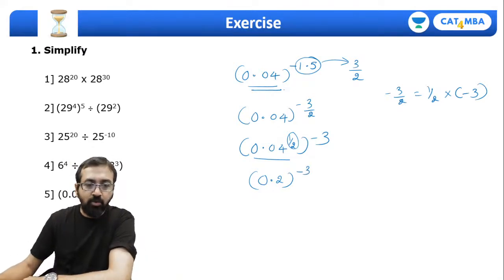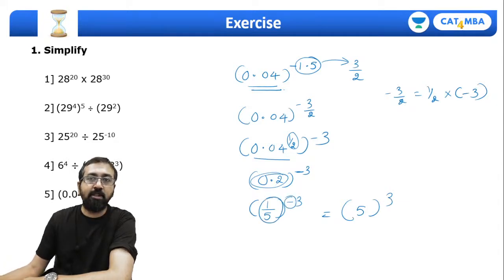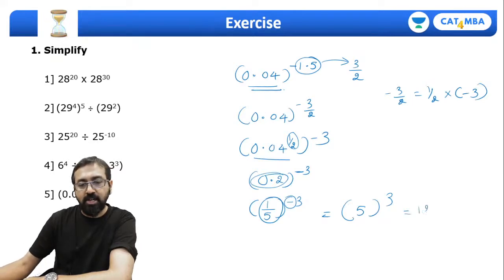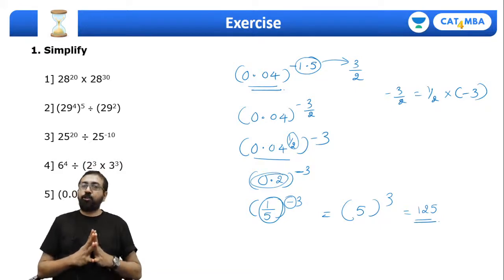Now we'll have to eliminate this minus sign. For that, we'll just convert this to a fraction. 0.2 is nothing but 1 by 5. So 1 by 5 raised to minus 3 can be written as 5 raised to 3. See, I've taken the reciprocal of the number, so the power sign will be changed, right? Okay, so this came out to be 125. This is your answer, right? Have you all understood?